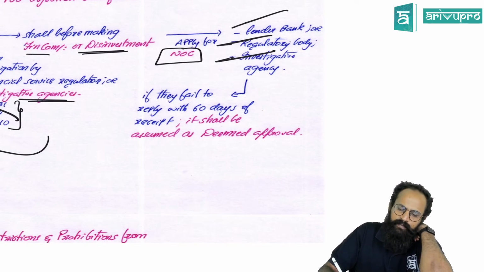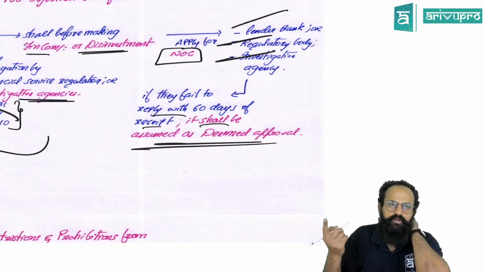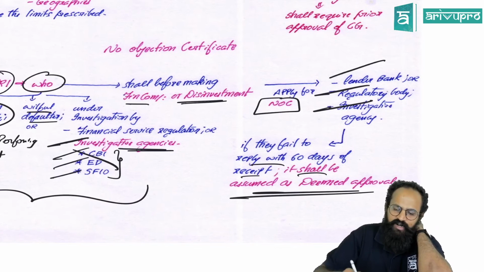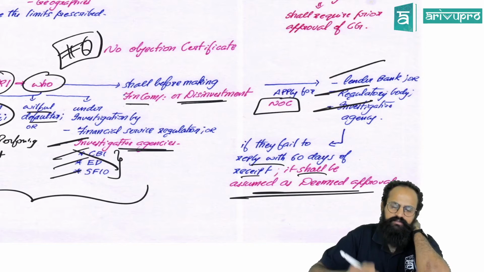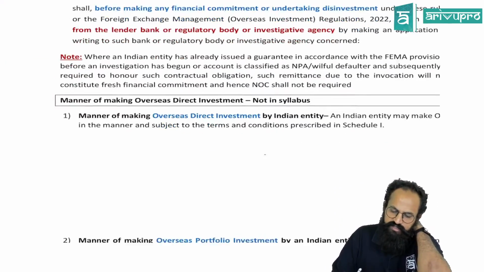If they fail to reply within 60 days of receipt, it shall be assumed as a deemed approval. They have to reply within 60 days. Now, this is called a no objection certificate. You can expect a question here. Important. Is it clear? Done? Done. NOC is done.